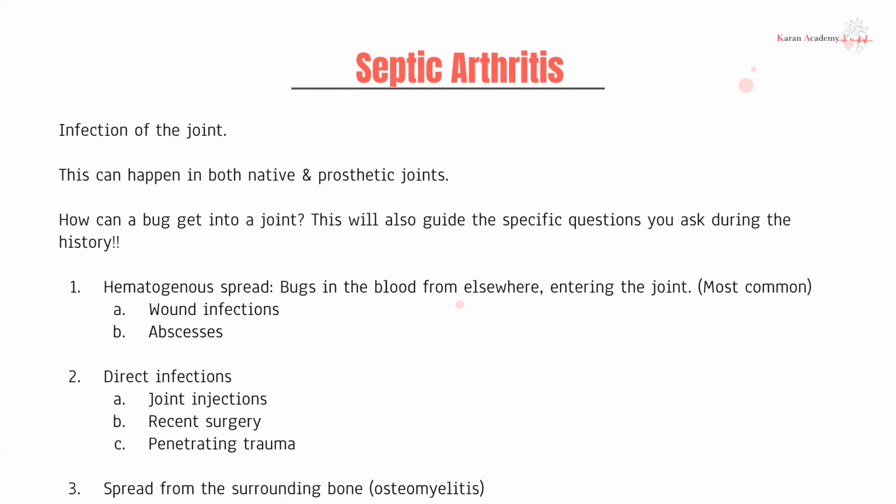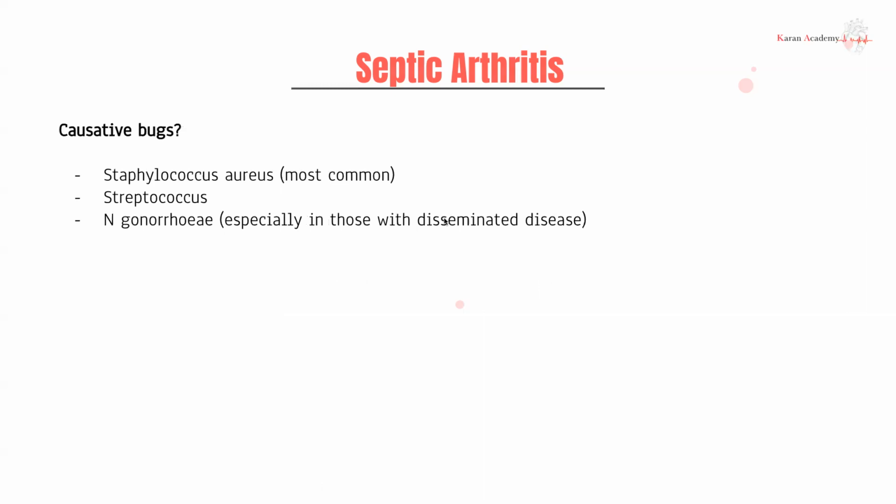You still can get direct infections from any exposure to the joint. This includes recent injections, such as corticosteroid injections, recent surgery, or any penetrating trauma. And with any joint, of course, it's a junction of two bones. So if you have an infection in either of the two or more bones, that can also lead to spread from those bones, and that's osteomyelitis then spreading to septic arthritis.